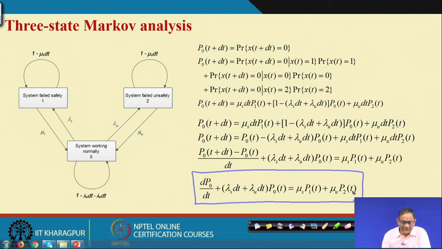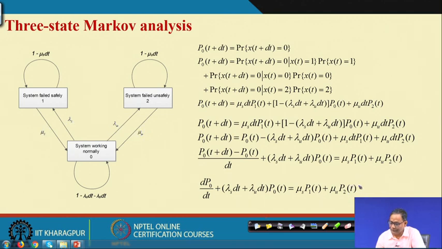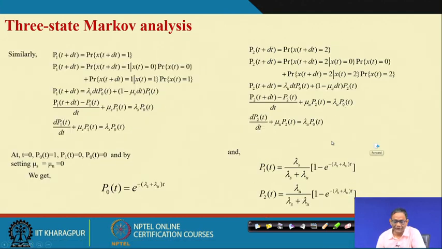Now, what is mu s? Mu s is this, meaning it failed safely and it is repaired. What is the probability of repair? Similarly, if it failed unsafely, then this is the probability. It is working, going to state 1, going to state 2. Okay. Now, what do you require? You have to solve this, but in order to solve this, you require to know P1 and P2 also. So, what you have to do? You have to find out these two also.